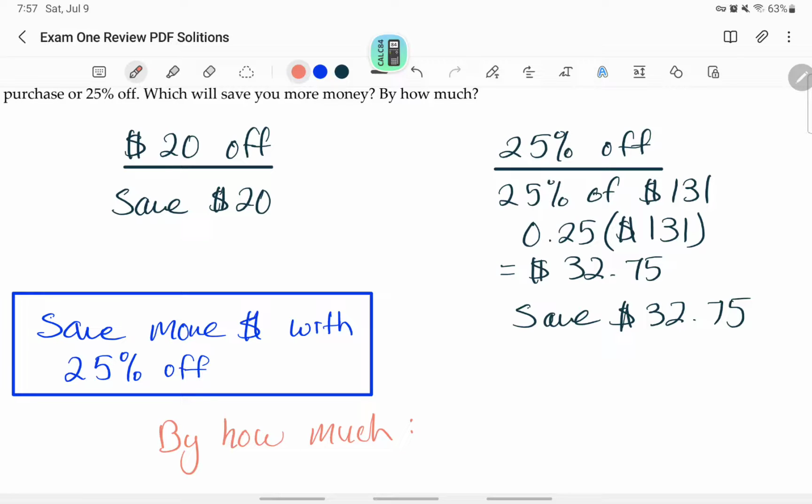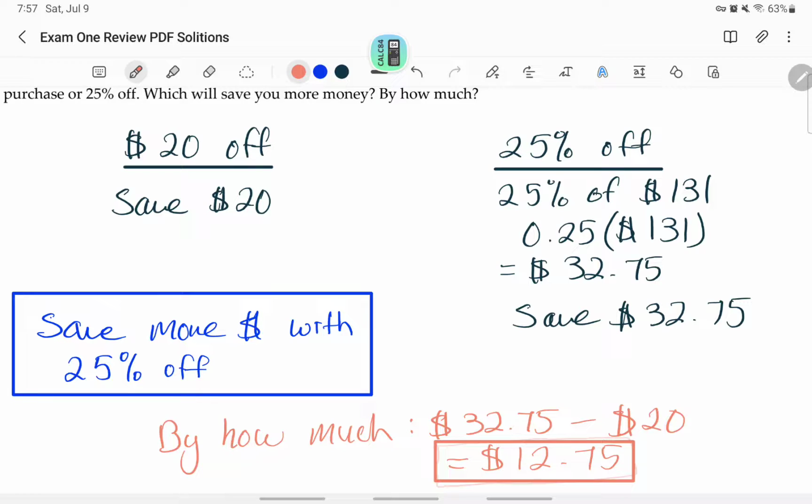Just subtract the $20 off the other one from the $32.75. $32.75 minus $20 equals you saving $12.75, almost $13. And that is the answer to this part. By how much? You will save more money with the 25% off coupon by $12.75.